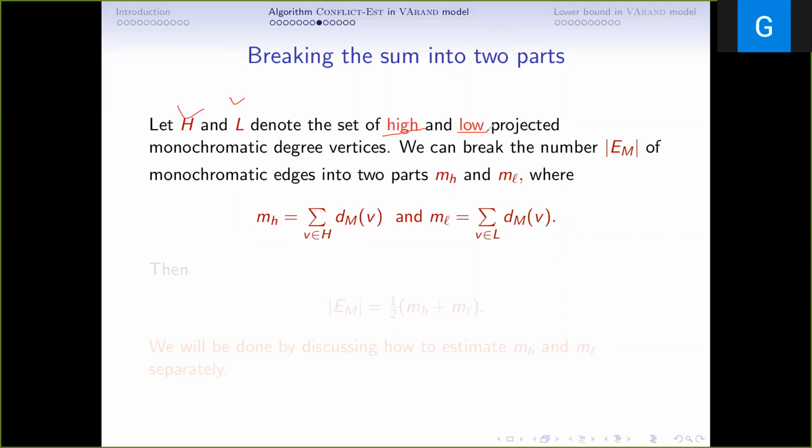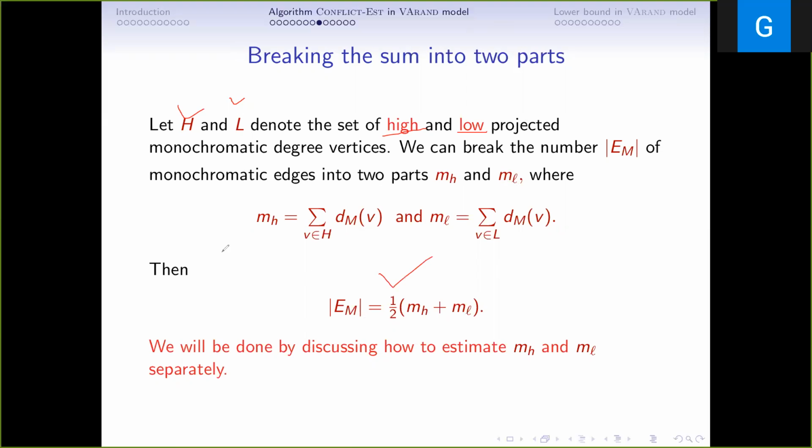Also break the number of monochromatic edges into two parts, roughly into two parts. Why roughly? Because there is a half factor in the calculation. We will see. MH is the sum of the monochromatic degrees of the high vertices. ML is the sum of monochromatic degrees of the low vertices. If we define MH and ML like this, then we can say that the number of monochromatic edges is half of the sum of MH and ML. So we will be done by discussing how to approximate MH and ML separately.